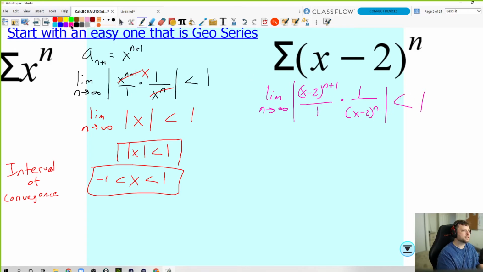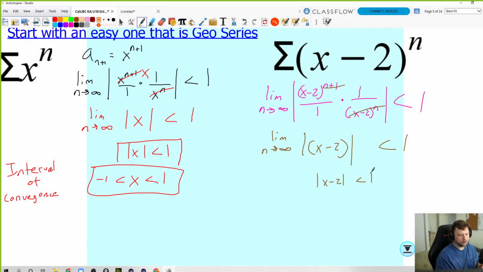If I followed these same rules here, this would all cancel. I'd be left with one extra x minus 2 in the top. So I'd have the absolute value of x minus 2 is less than 1, limit as n goes to infinity. There are no n's, so I can just say the absolute value of x minus 2 is less than 1.